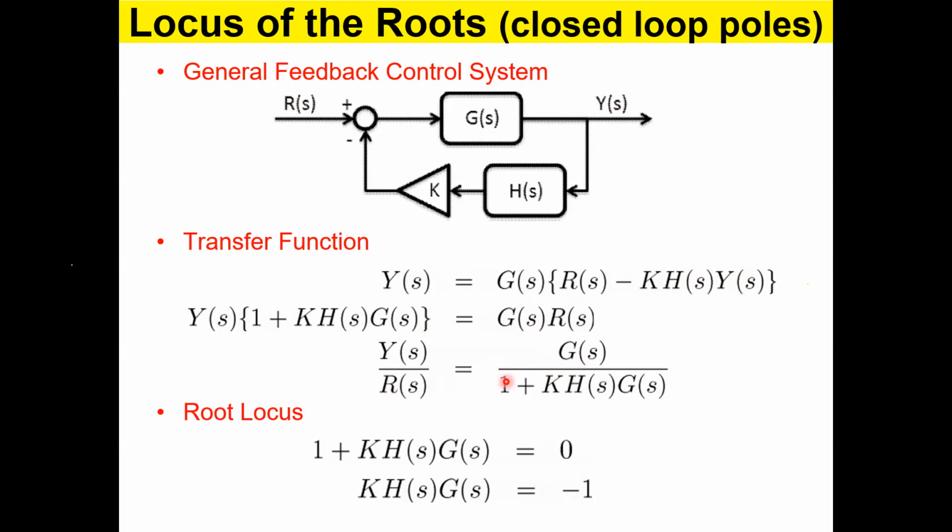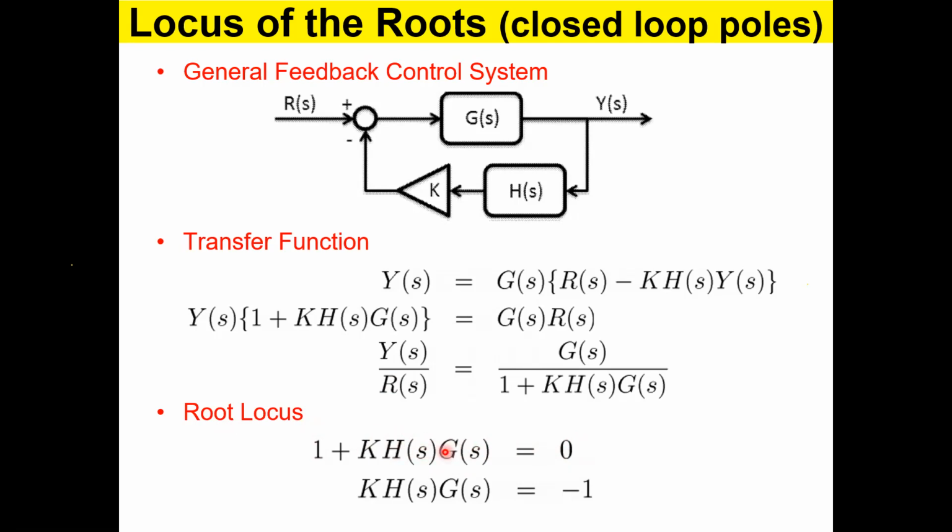And now you go to the denominator here, that is 1 plus k HsGs. You put that part equal to 0. This is the characteristic equation, right? Now, the solutions of this equation, like for what s you are going to satisfy this condition, those s's are the solutions of the characteristic equation, and we give a name to those solutions: roots. We call them roots, the solutions of s in this equation.